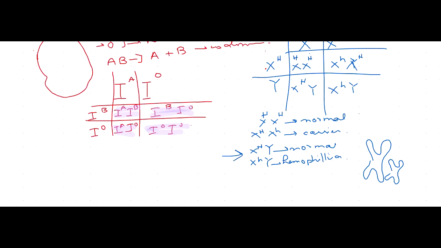Over here, you can also have a normal allele, right? If they get the normal allele, then they are fine. So there's a 25% chance that you will have a normal female, a 25% chance that you will have a female who is a carrier, a 25% chance that you will have a normal male child, and a 25% chance that you will have a male child with hemophilia.